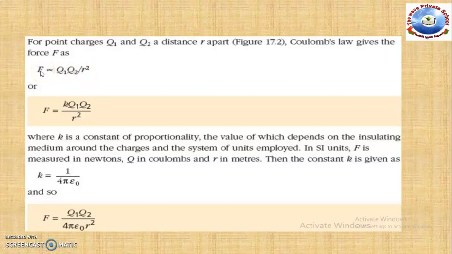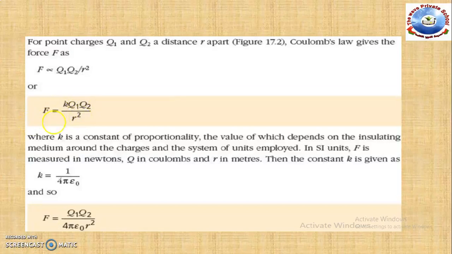So is it clear that force is proportional to the product of these two charges, and inversely proportional to the square of the distance between them, as you can see here, r square. If we remove this proportionality sign, then we can say that F is equal to K Q1 Q2 over r square.